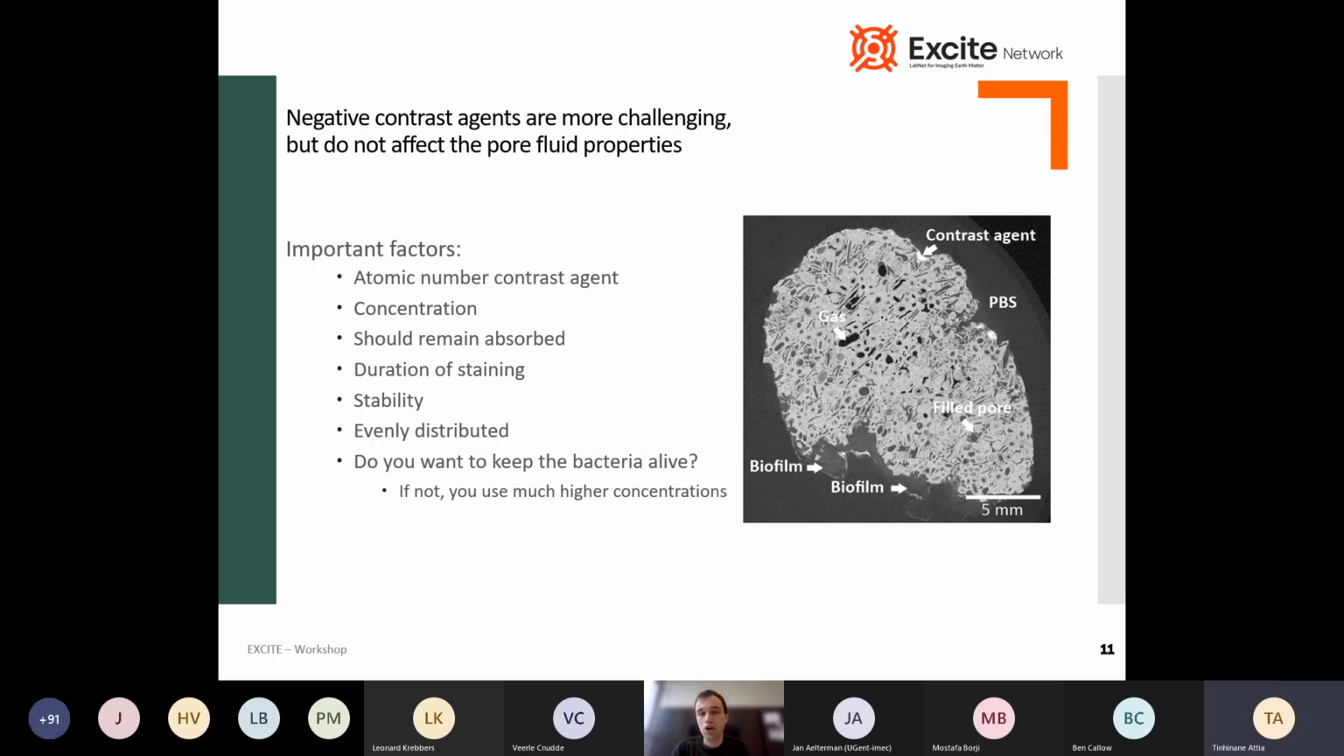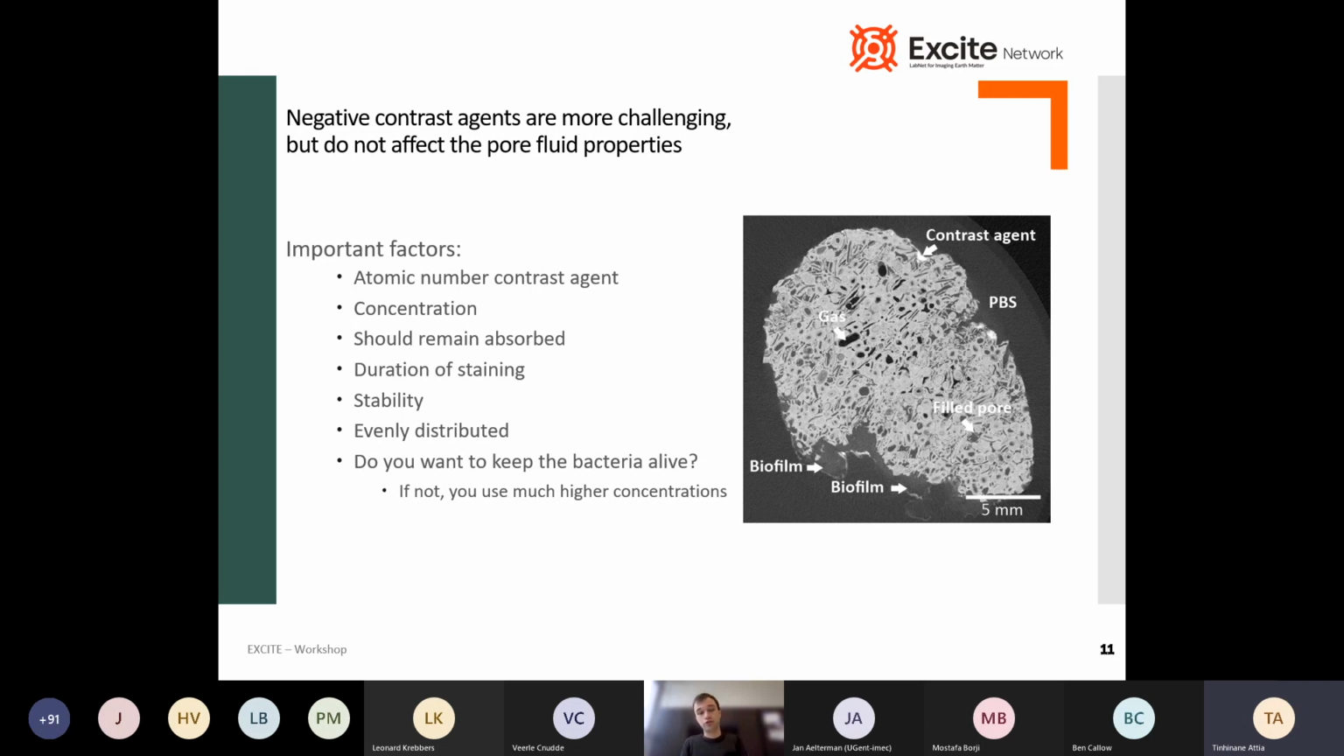And the first one is you should take a contrast agent with a high enough atomic number, so it creates enough attenuation or contrast. And this is something that you also have to look at when you are dealing with positive contrast agents. But here you should also think about the concentration, and especially the concentration that is absorbed by your phase of interest, or here the biofilms.